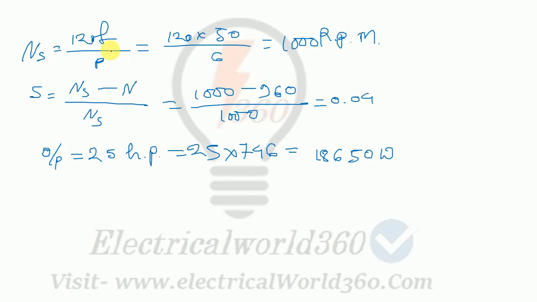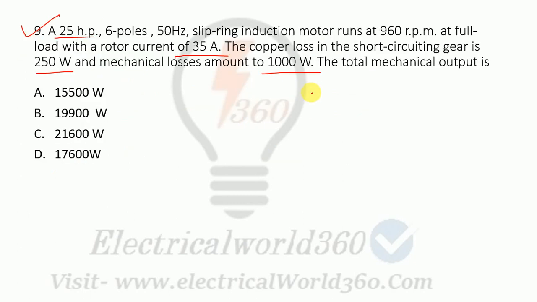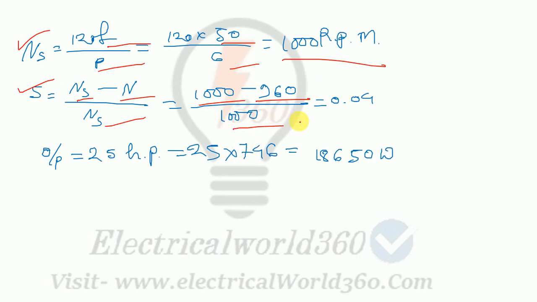So in this case, we need to find out the synchronous speed first. That means 120 f by P. So here the frequency is 50 Hz and the number of poles is 6. So the synchronous speed will be 1000 rpm. So from here we can find out the fractional slip. So the fractional slip will be the synchronous speed minus the rotating speed divided by the synchronous speed. So this is the synchronous speed and this is the rotating speed, as you can see in the question, divided by the synchronous speed. So the fractional slip will be 0.04.